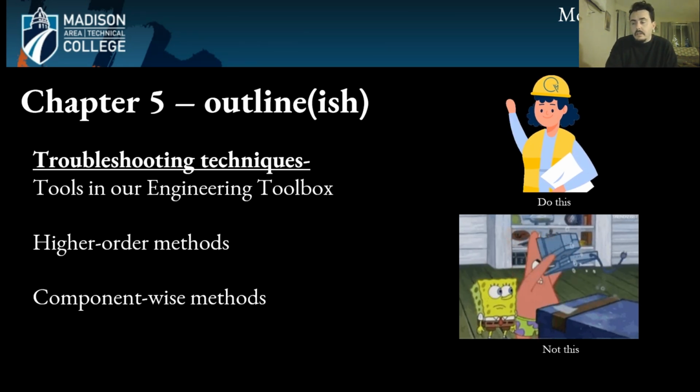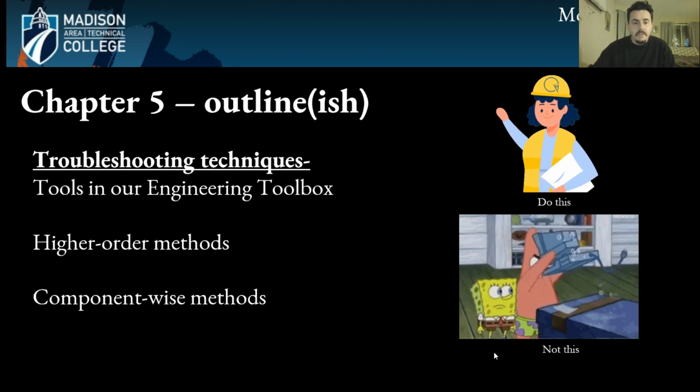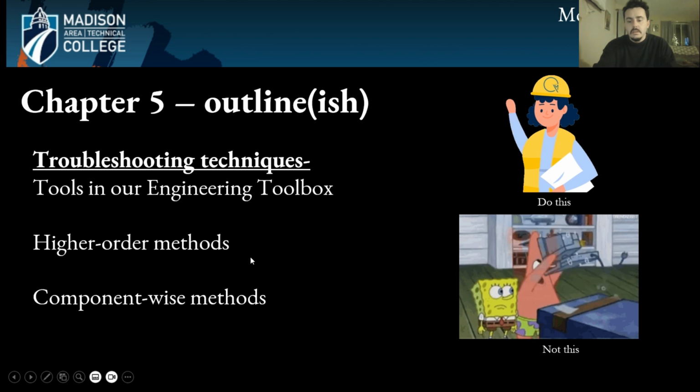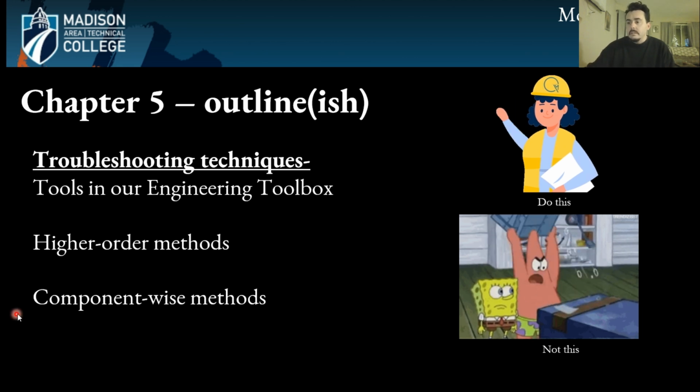I want everybody to think about it like that because it's really easy to categorize this in your brain and organize it so you can access this information if you think about it as such. Tools in your engineering toolbox. So we're going to break these techniques down into two separate kind of flavors. We have first the higher order methods, which look at systems and try to break big systems down into smaller systems or get information out of big systems, and component-wise methods.